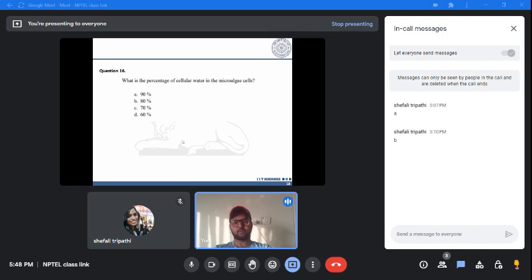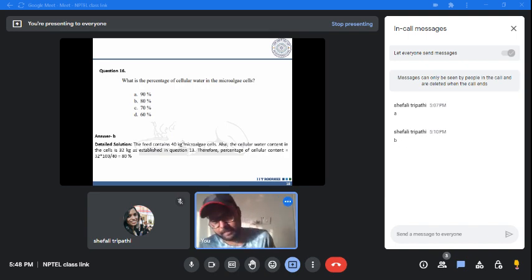What is the percentage of cellular water in the microalgae cell? The feed content is 40 kg of microalgae cells. The amount of cellular water is 32 kg, as established in question number 13. Therefore, the percentage of cellular water is: what percent of 40 kg is 32 kg? If you solve the equation, it will be 80%. So this is the correct answer.